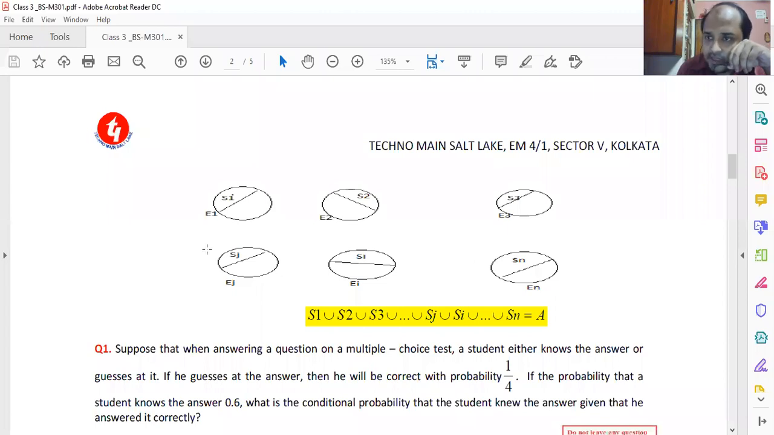see, I have drawn several circles over here. Several circles means several events. You choose any two events pairwise.